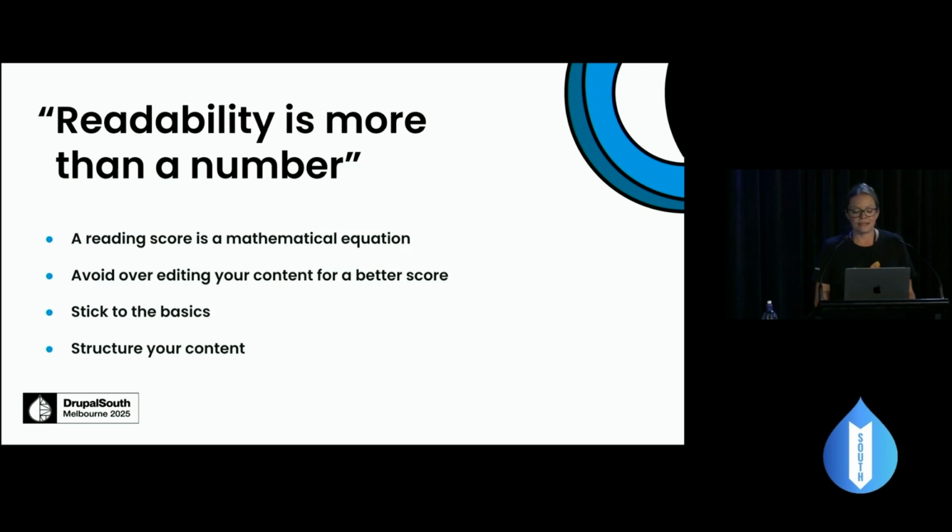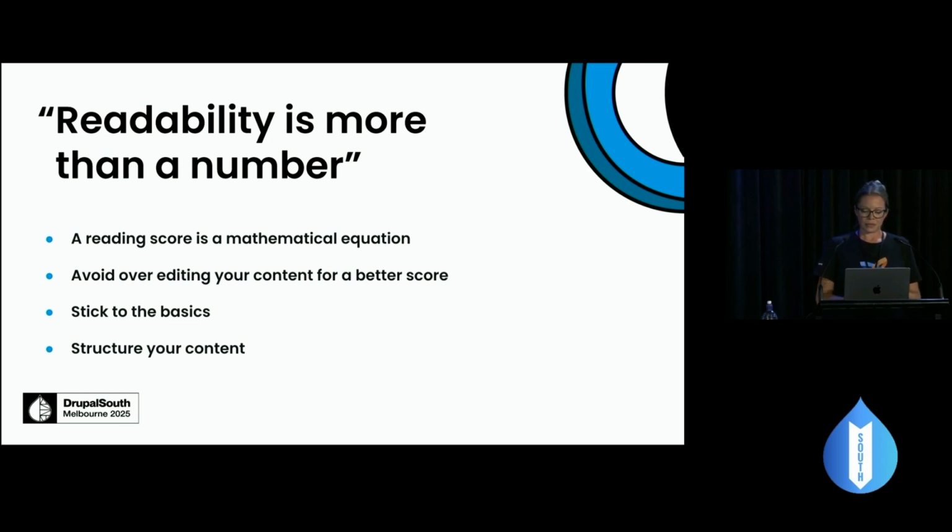As the Australian Government Style Manual says, readability is more than a number. I showed you earlier the Flesch-Kincaid table for all the different score levels, and this is a mathematical equation, which may highlight that your content needs some improvement, but doesn't necessarily make your content more readable. So the style manual suggests to avoid over-editing your content just to achieve a better reading score. Stick to the basics of using plain language and a consistent tone of voice, and focus on the structure of your content.